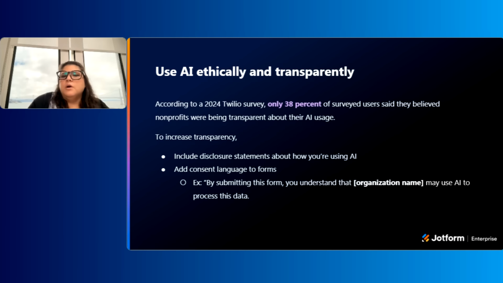So first off, your nonprofit needs to be transparent about how you're using AI. This can be telling your donors and community members how you use their data and that it is being processed by AI in some cases. This can be a disclosure statement on your website. It can be included on your forms, or it can be included in other communication. Whatever it is that you're doing, very clear disclosure statements and maybe even consent checkboxes can go a really long way with maintaining that trust with the people that are working with or supporting your organization.